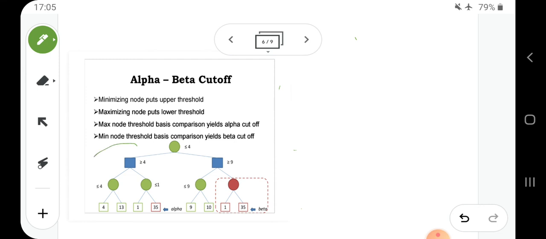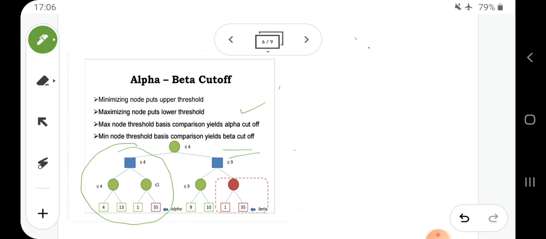Now, let us take this particular portion to understand. So far, we have talked about thresholding. Now, we come to the concept of cutoff. In that case, we always need to remember that for a maximizing node, threshold-based comparison, if anything we cut, that is an alpha cutoff, and for a minimizing node, threshold-based comparison, if we cut anything, that is a beta cutoff.